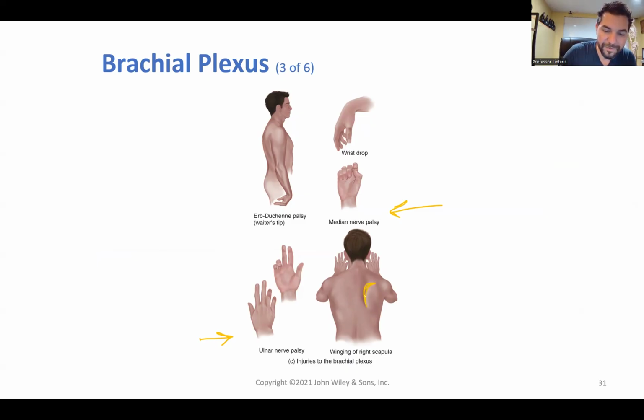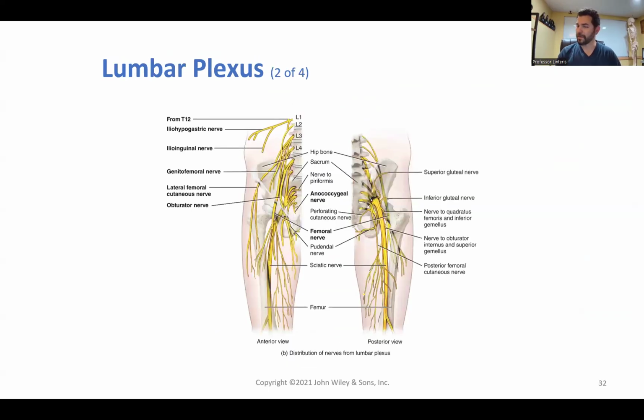Some of those also innervate muscles that control the scapula, like the serratus anterior, which can lead to winging and things like that. The lumbar plexus, notice we skipped the thoracic because there's no plexus. We just have those intercostal nerves. But in the lumbar plexus, we're going to highlight a few. Let's see, we're going to highlight the obturator nerve. We're going to highlight the femoral nerve.